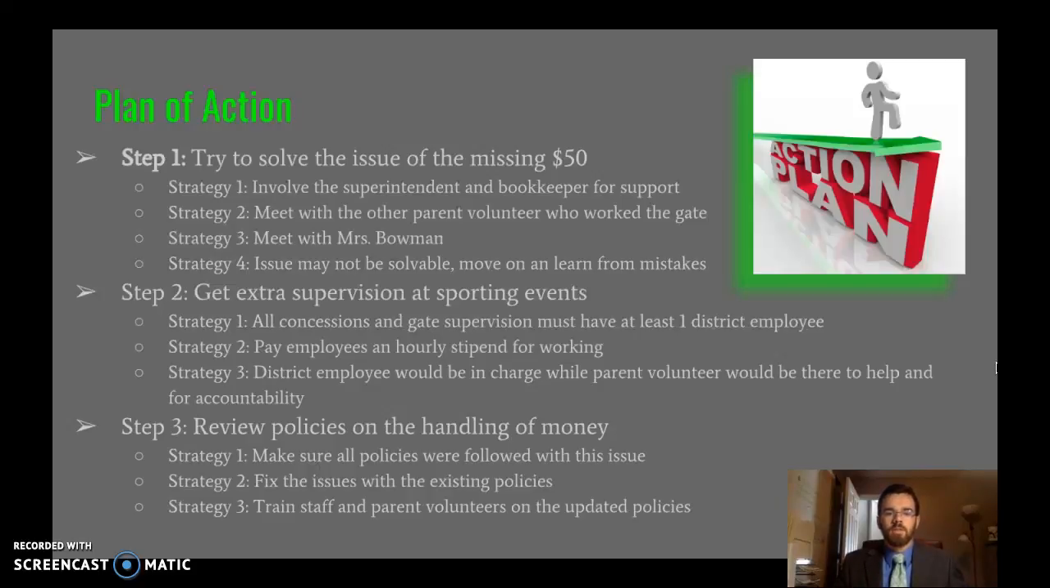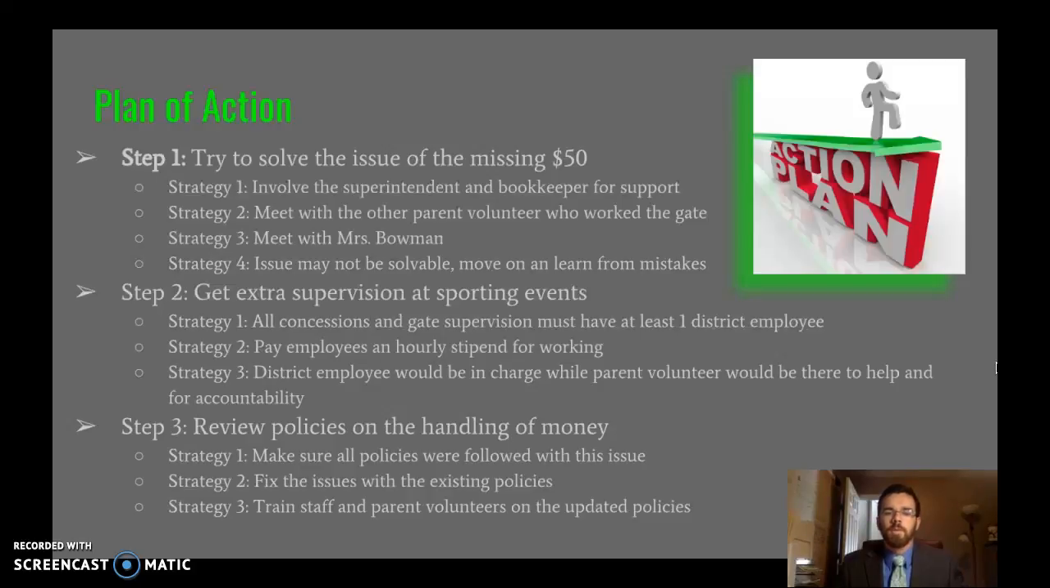So strategy 1, all concession and gate supervision must have at least one district employee. Yes, parent volunteers are great to add on, but I think a district employee should be at both spots. Strategy 2, we should pay those employees an hourly stipend for their working. That's what my school does. That's what most schools do. And so I know a lot of teachers jump at the chance to make a little bit extra funds. Strategy 3, the district employee would be in charge while the parent volunteer would be there to help and for accountability so that the district employee is not doing it alone.